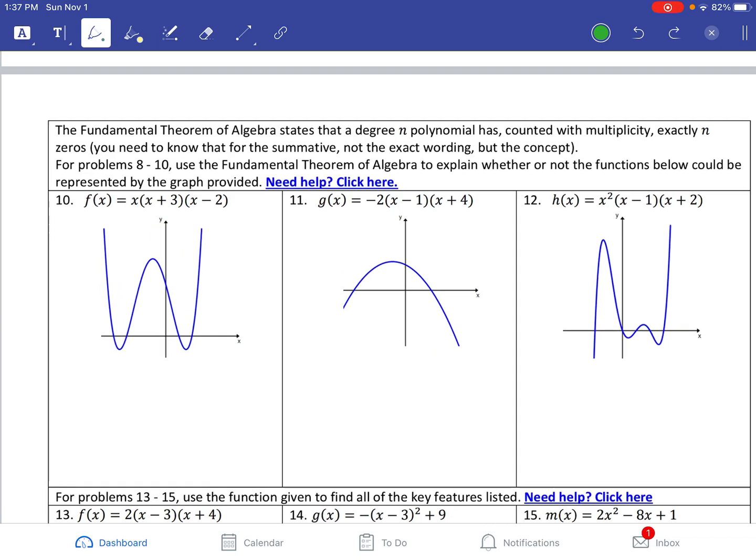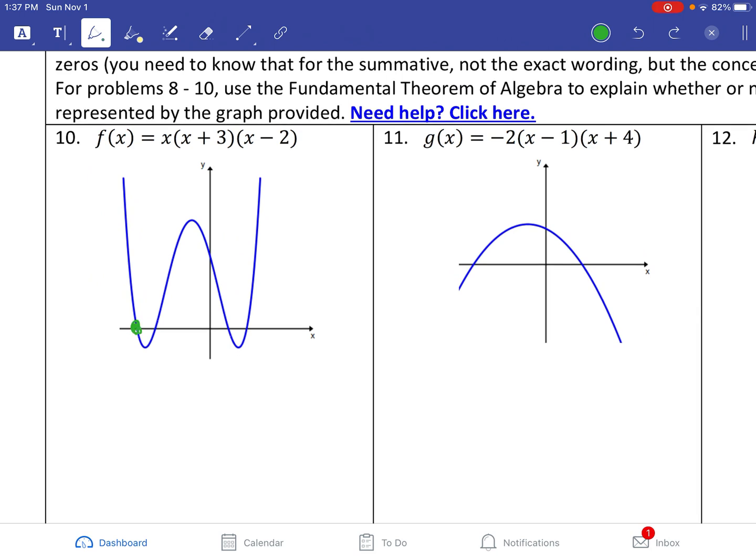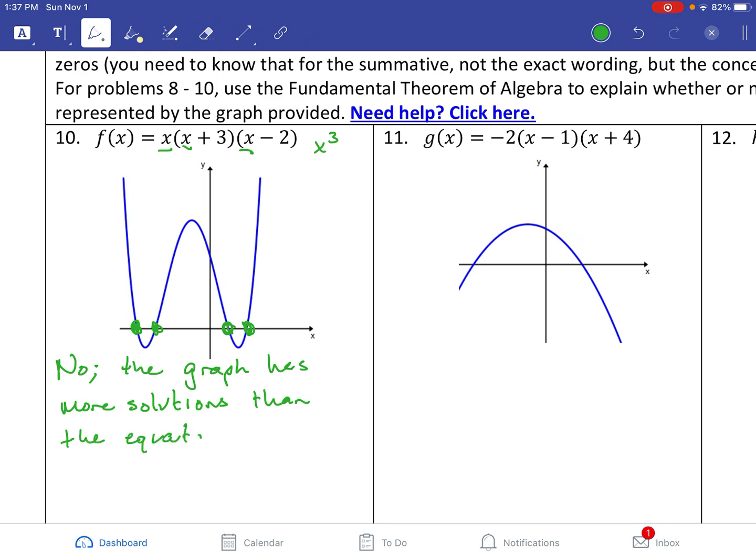Okay, so let's look at how many solutions our graph has. It has 1, 2, 3, 4. All right, in our equation, there are 3 separate x's, which means that at most it could be x to the third. That degree is smaller than the number of solutions, which is no good. So this would be a no. Excuse me, the graph has more solutions than the equation has degrees.